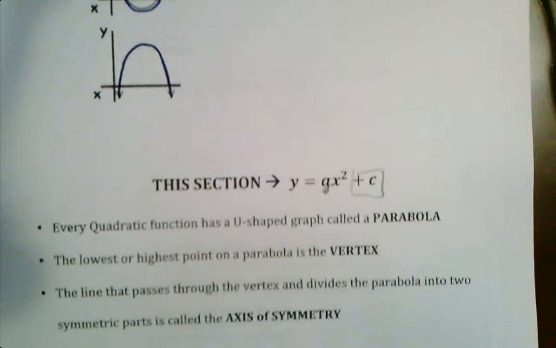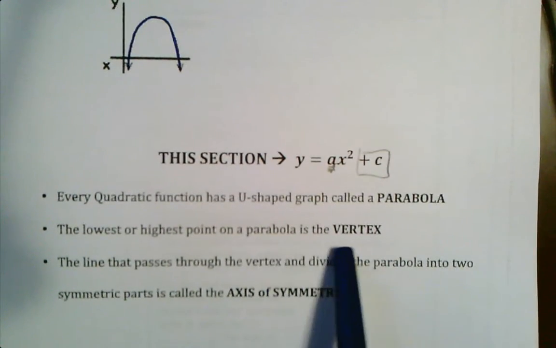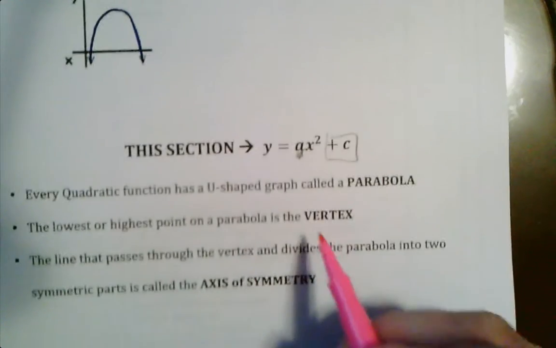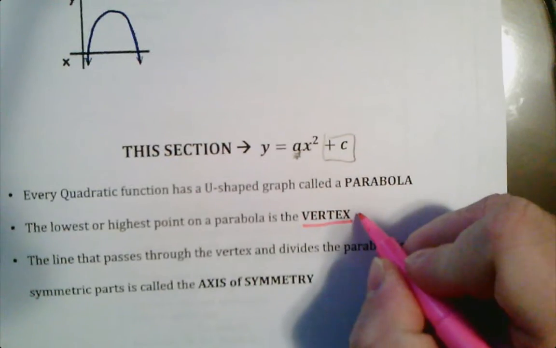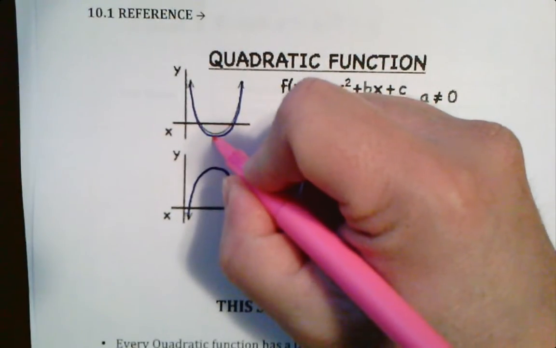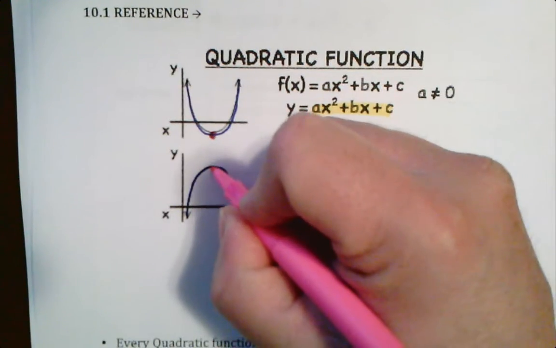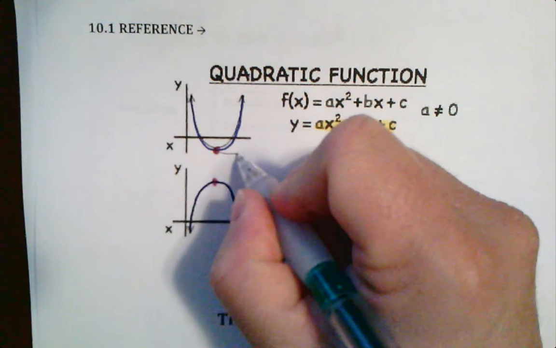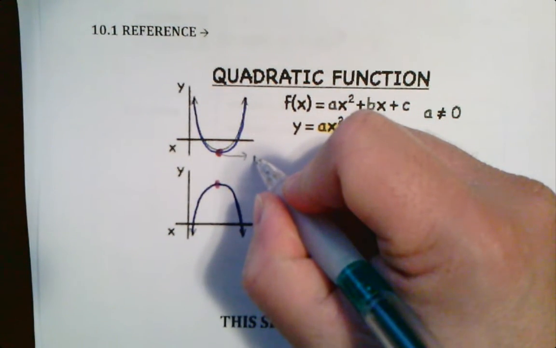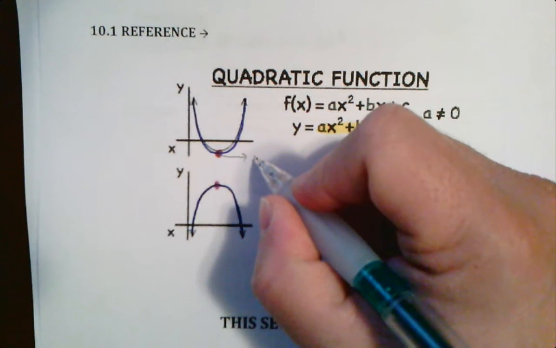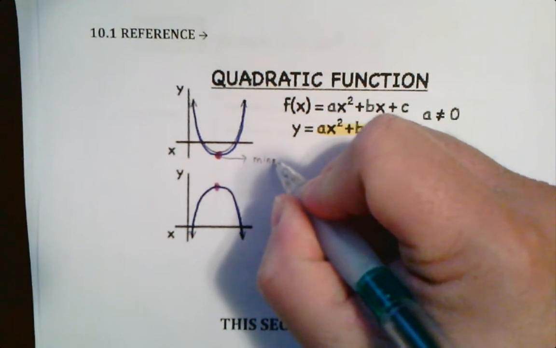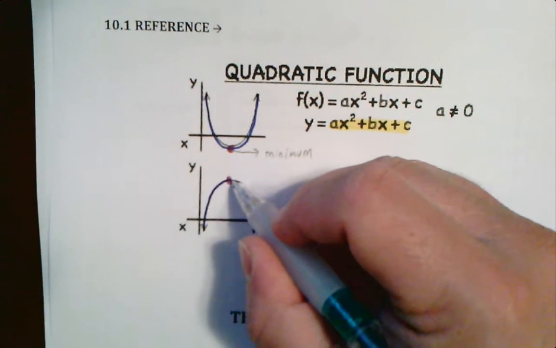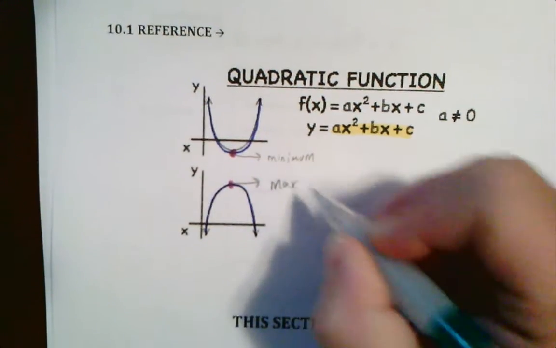The lowest or the highest point of your parabola is called your vertex. I'll underline it here, a little color coding. This is pink. And so I'll draw the vertex for this one and this one here. Maybe if you're writing this in here, when we get to later sections, when the vertex is at the bottom of an upward facing parabola, this is called your minimum. And when it's at the top of a downward facing parabola, this is called your maximum. Okay.